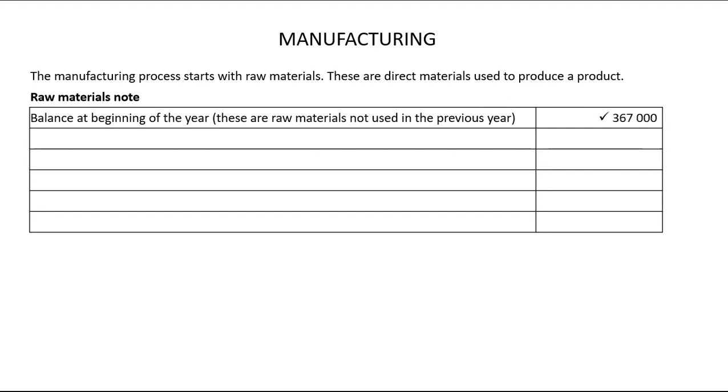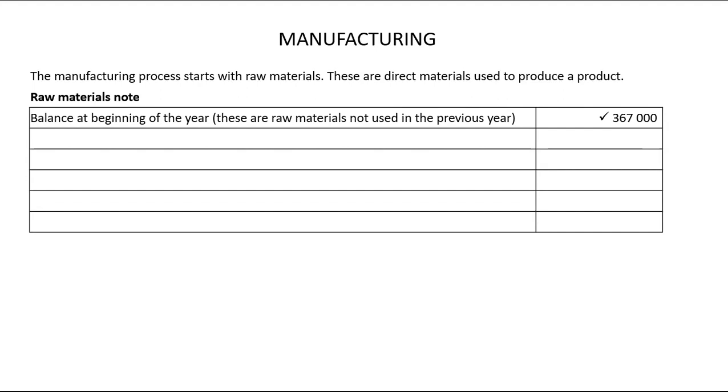I am going to start with my direct raw material cost. I will start with the opening balance. Please note that in this note, we record all direct materials used in the production of a product. These are direct materials used to produce a product. We'll start with balance at the beginning of the year. These are raw materials not used in the previous year. We're going to use them in the current year, which is 367,000.